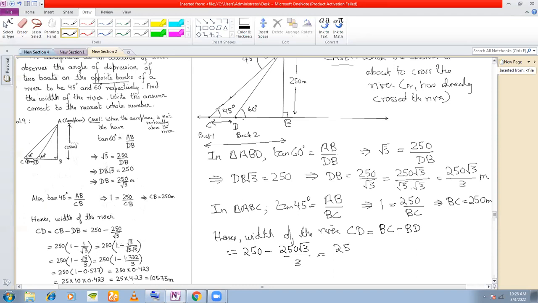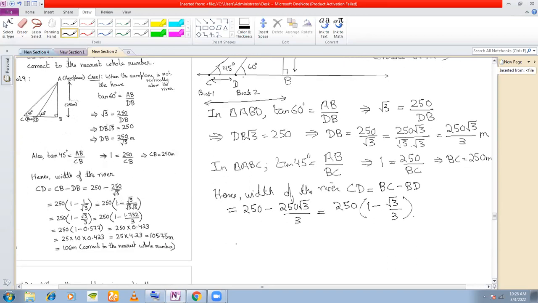If you take 250 common, you get 1 minus root 3 by 3, right? Which is equal to 250, and you put the value of root 3 as 1.732. Now you divide 1.732 by 3, which will give you 0.577. So 1 minus 0.577 will give you 0.423.